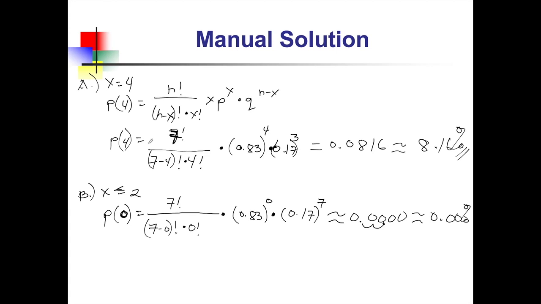Sana nakuha nyo siya. Check natin. Dapat sa P of 1 yan, meron na at least 1. At least may 0.01 man sa dulo yan. Dapat, no? Kasi ang 0, pure 0% yung lumabas.